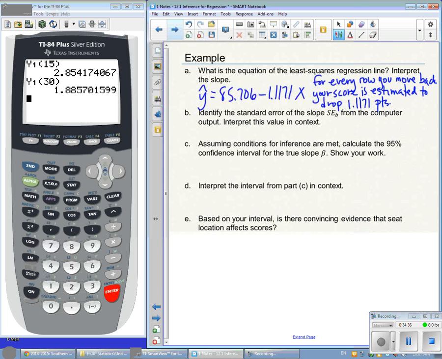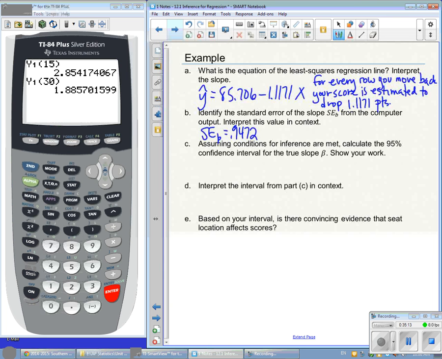So in part B, it says to identify the standard error of the slope. So which of those standard errors represents that of the slope? The second one, so 0.9472. Okay, and the standard error, it's similar to the standard deviation. It's basically describing, or we can basically expect the rate of change, because that's what slope is. We can expect the rate of change to vary about 0.9472 points per row in repeated sampling.